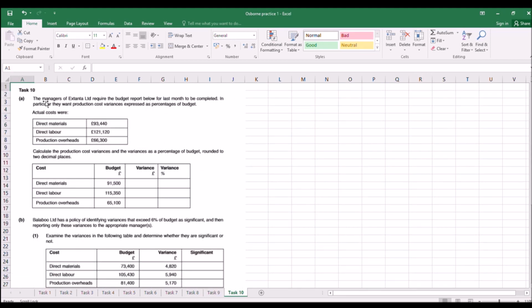Right, task number 10. The managers of Extanta Limited require a budget report for last month to be completed. In particular, they want production cost variances. So we've got some actual costs, we've got some budgets in here, and we're going to have some variances in here.